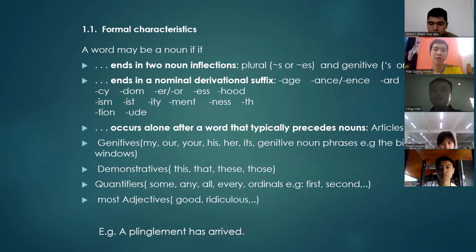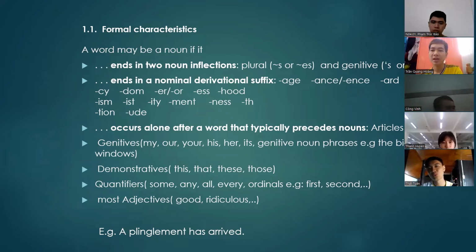And the next one is the form characteristics. A word may be a noun if it takes the two noun inflections, plural and genitive, and has a nominal derivational suffix like -age and -ness. Nouns also occur after words that typically precede nouns, like articles, genitives, demonstratives, quantifiers, and most adjectives.